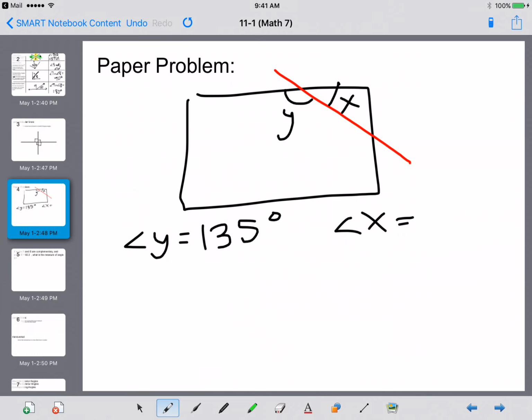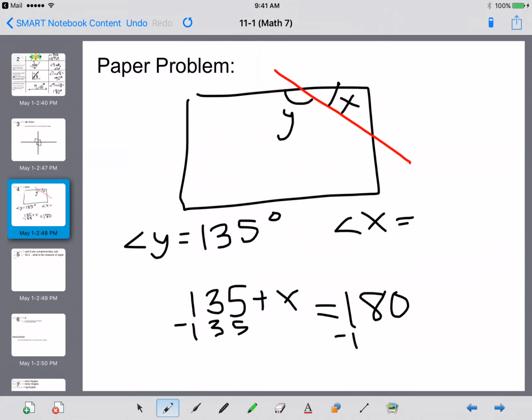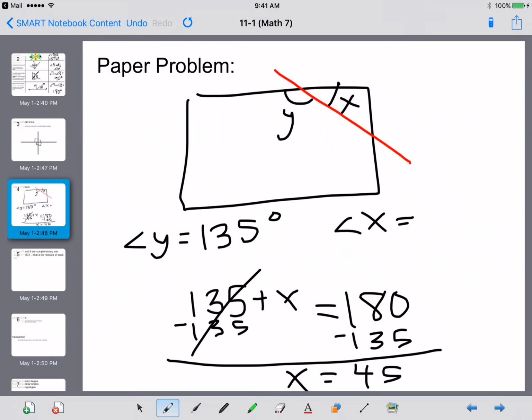So since we have supplementary angles, these need to add up to equal 180 degrees. Y plus X will equal 180. So if Y is 135 plus X equals 180, you can subtract 135 from each side, and you end up with X equals 45. So our measure of angle X is 45 degrees.